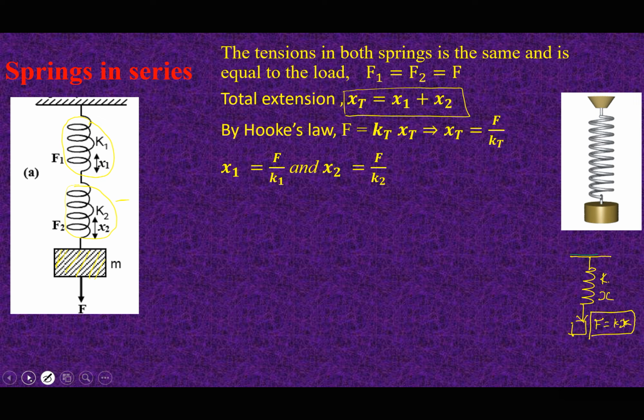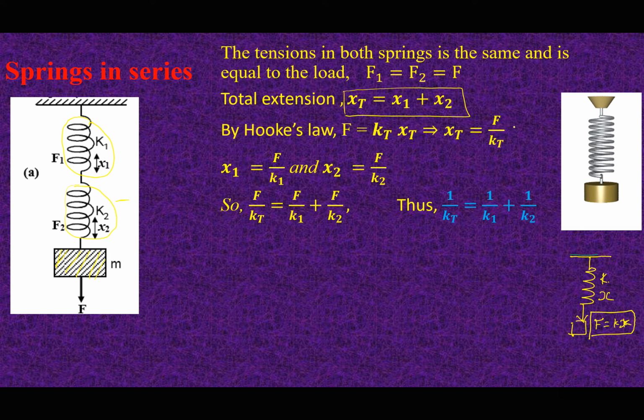So I just combine the two equations. If I combine the two equations, I am combining this one here with this equation here. So it means, these equations, this one, and that one there. Where there is x total, I have F over K total. Where there is x1, I'm putting F over K1. Where there is x2, I'm putting F over K2. It gives me 1 over K total as being equal to 1 over K1 plus 1 over K2.